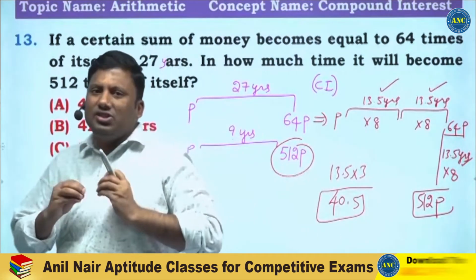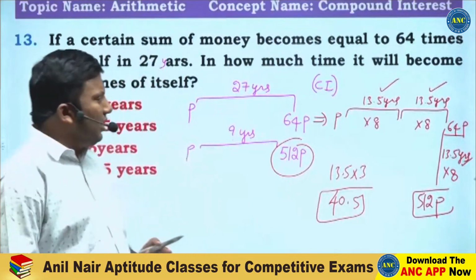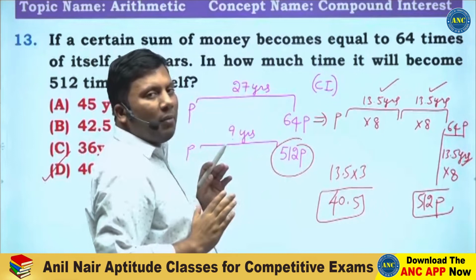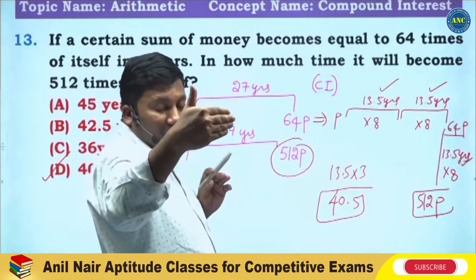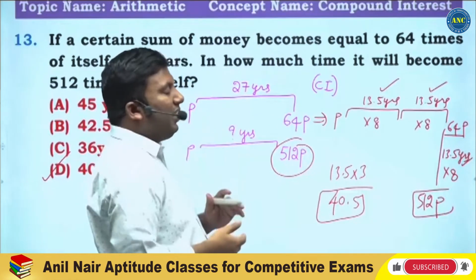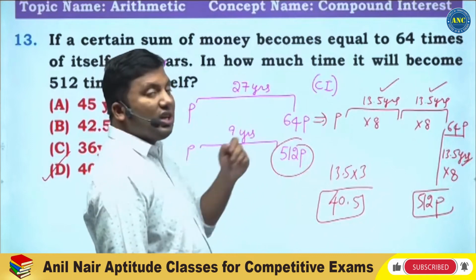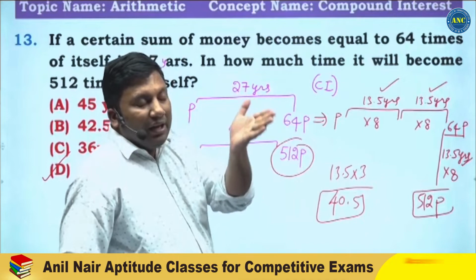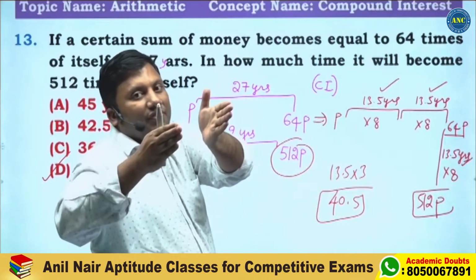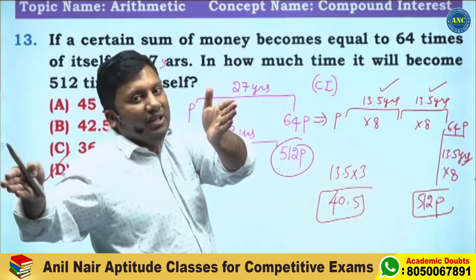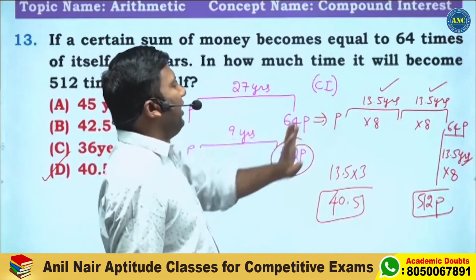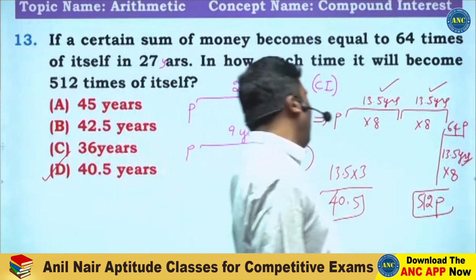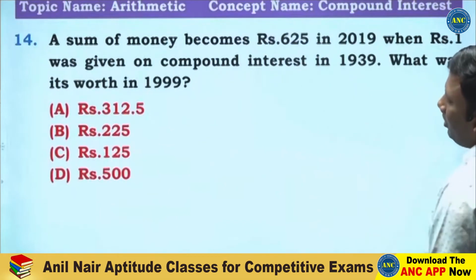Very, very easy question. Extremely easy question. If you just understand in what way the amount is behaving, depending upon the behavior, cut the number of years. 64 is 8 square, 8 into 8. After a certain period of time, it is into 8, and the same period again into 8. 27 divided by 2 is 13.5. The answer is 40.5 years. Next one.